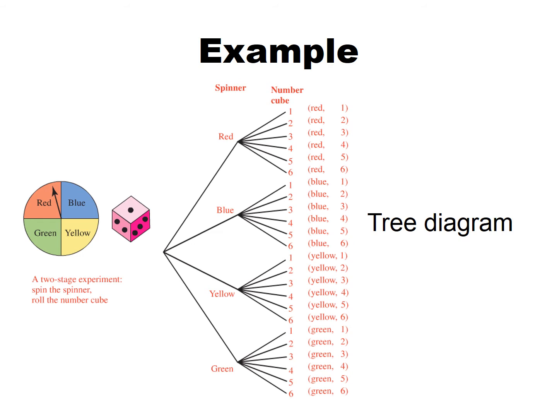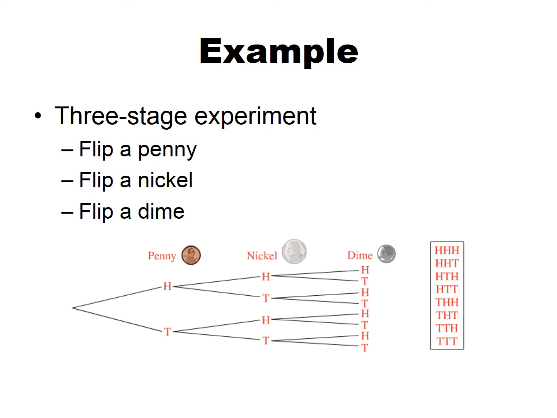Now, drawing a tree diagram like that is a little cumbersome, but fortunately we don't have to do that in every problem. Let's illustrate another example of a three-stage experiment where we flip a penny and then a nickel and then a dime. Here's a tree diagram of all of our possible outcomes. With the penny, it's either heads or tails. Nickel, either heads or tails. Dime, either heads or tails.